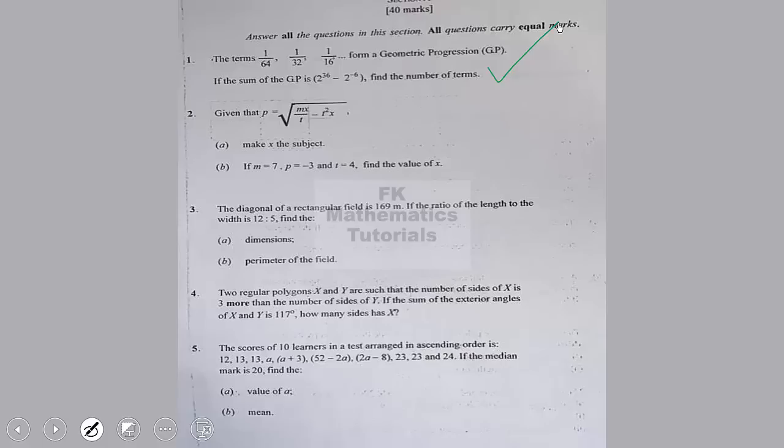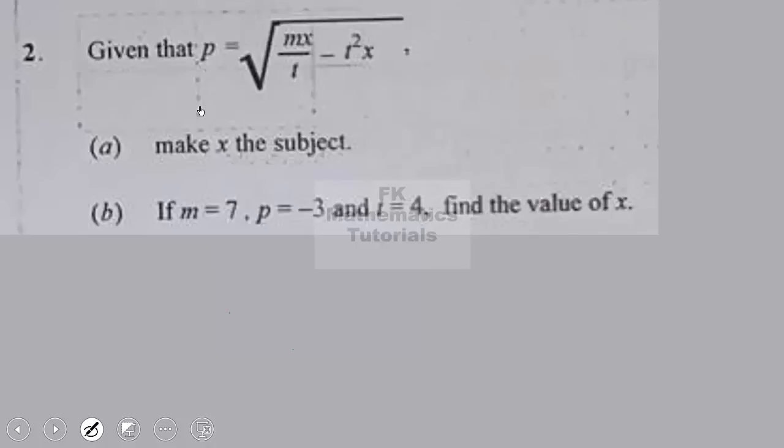Now let's take question 2. Given that b is equal to square root of mx over t minus t squared x, we have to make x the subject.